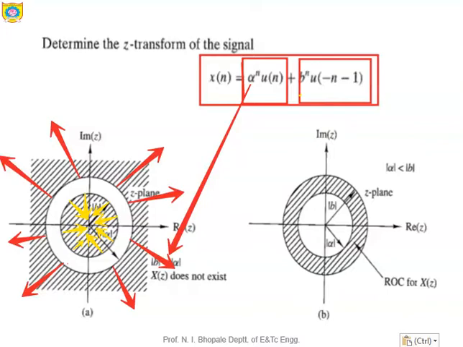So to conclude this session for this Z transform, when alpha is greater than b, we can say X of z does not exist. Now what about the next condition?